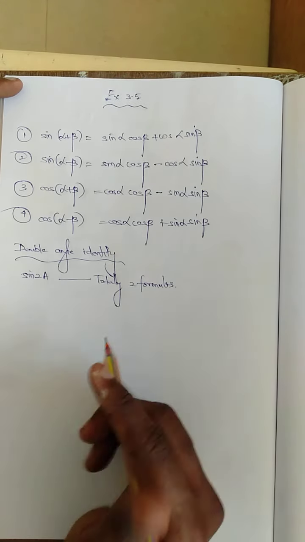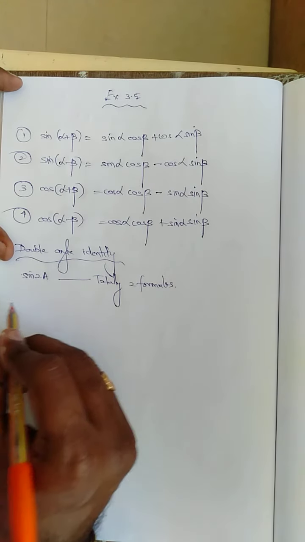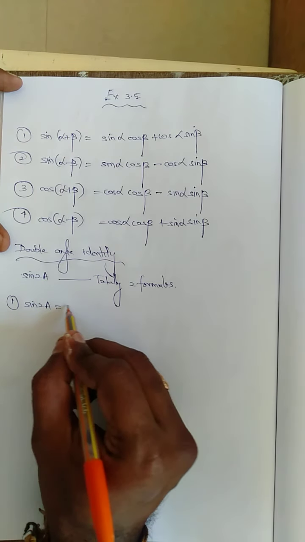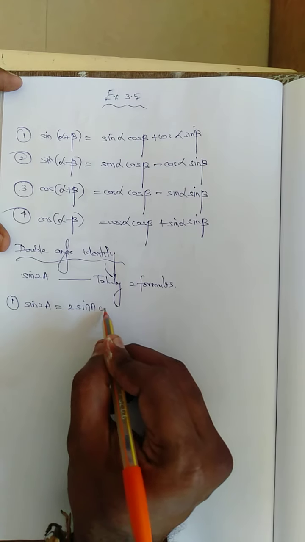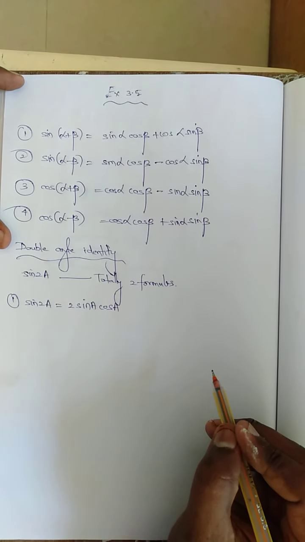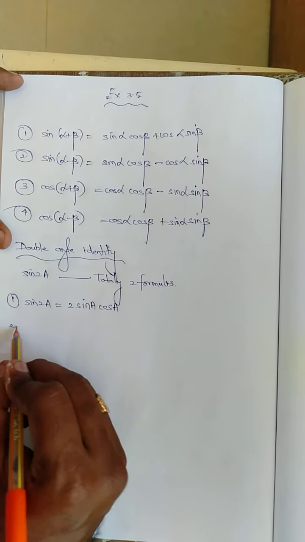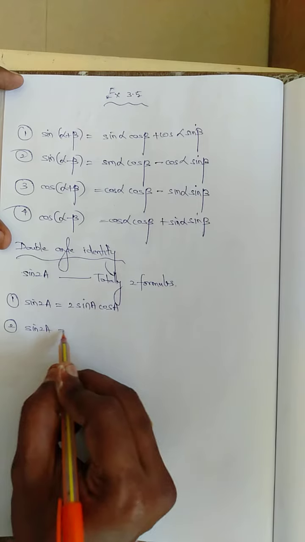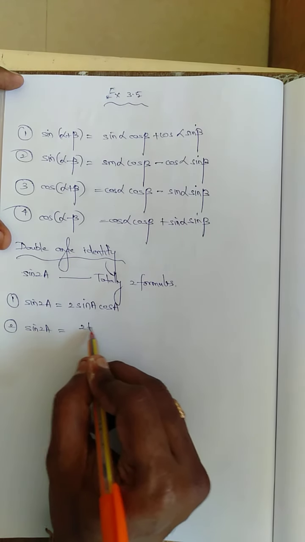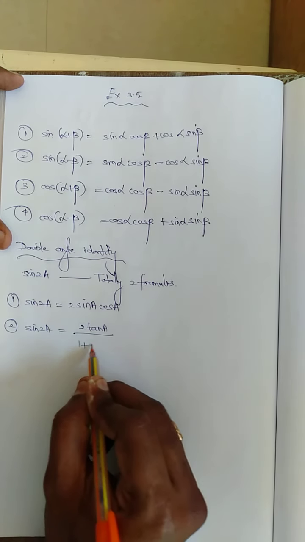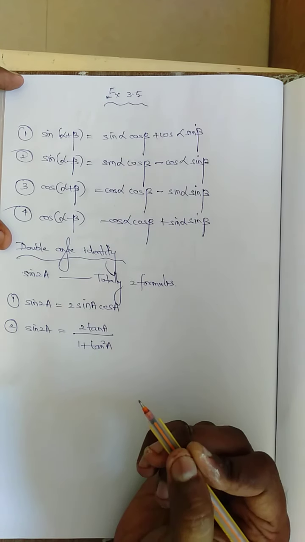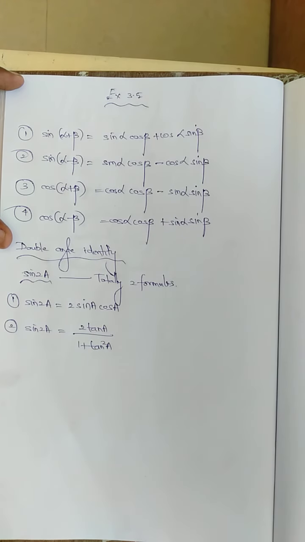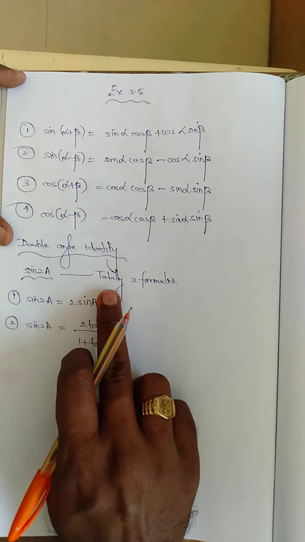What is the first formula we are going to see? The first formula of sine 2a, listen very carefully: sine 2a is nothing but 2 sine a cos a. Very important formula. The second formula of sine 2a is sine 2a is equal to 2 tan a divided by 1 plus tan square a. These are the sine 2a formulas. Totally there are 2 formulas.